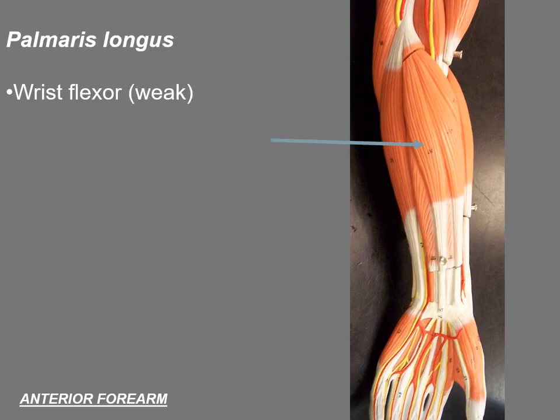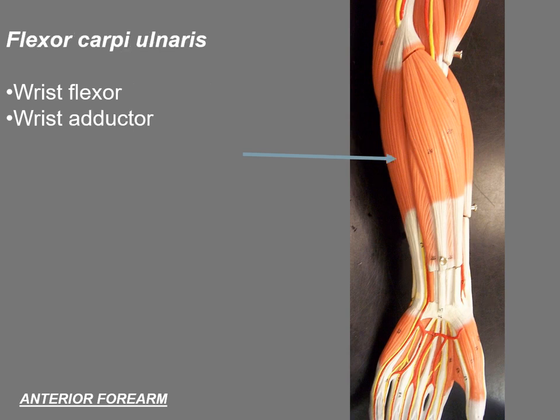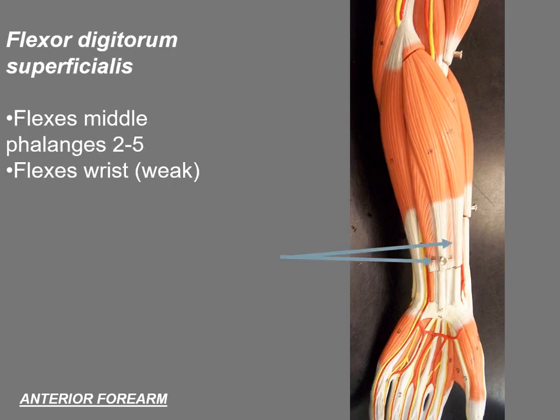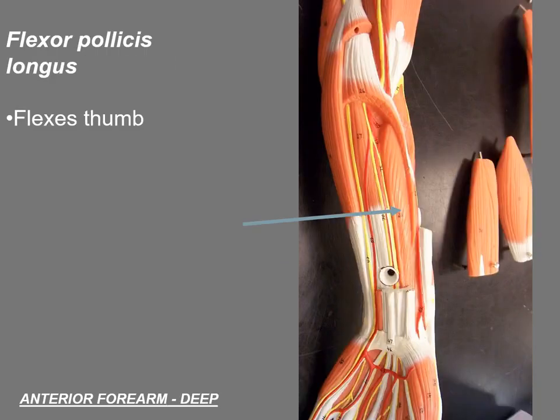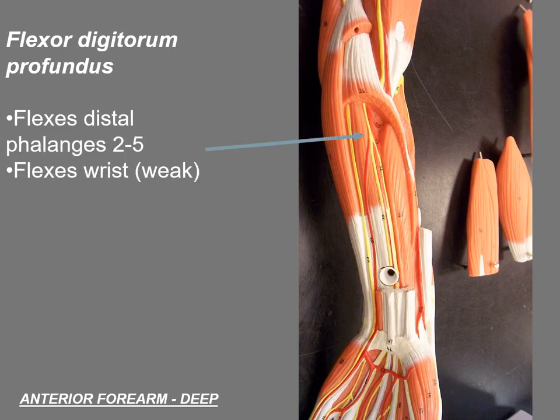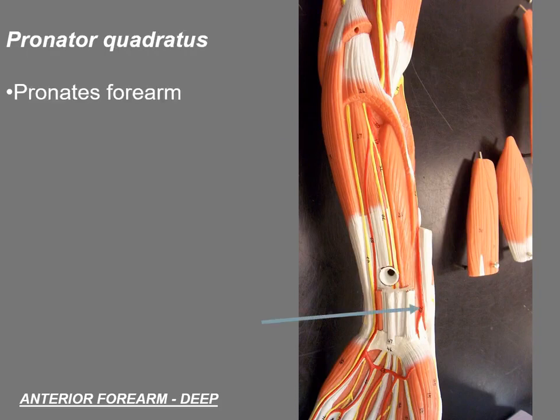Palmaris longus, a weak wrist flexor. The flexor carpi ulnaris. Flexor digitorum superficialis. Now, this tells you that it's going to be more superficial rather than a deep muscle. Flexor pollicis longus. Pollicis is what we call the thumb, so that gives you a little bit of a clue to where it's at. Flexor digitorum profundus. It's a deeper muscle. Pronator quadratus.